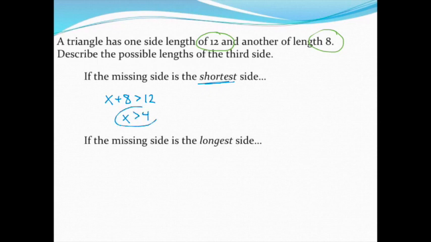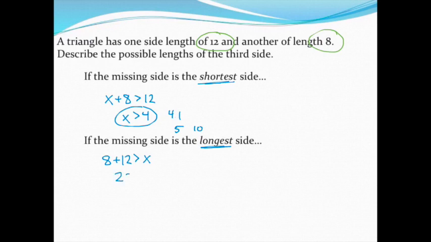So the missing side could not be 4. Like we already said, 4 is not greater than 4, but it could be something like 4.1, that would work. Or 5 would work, or maybe 10 would work, something bigger than 4. But it can't just be as big as we want it to be, because there's a maximum value for this as well. Let's suppose, on the other end of the spectrum, the missing side is the longest side. Well, in that case, 8 and 12 are the two short sides, and those need to add up to something bigger than the biggest side, which is in this case x.